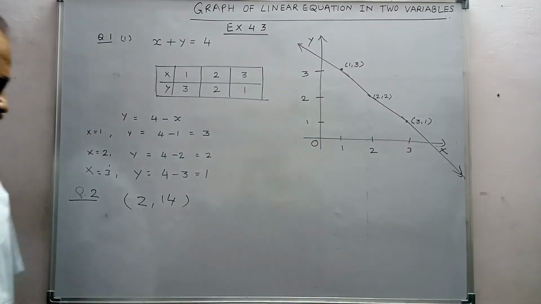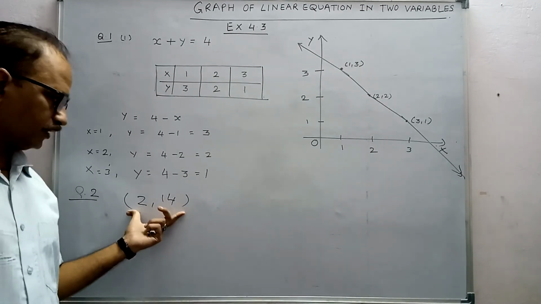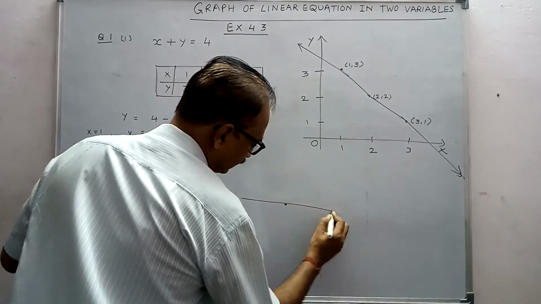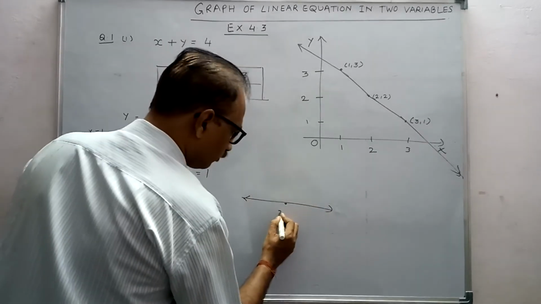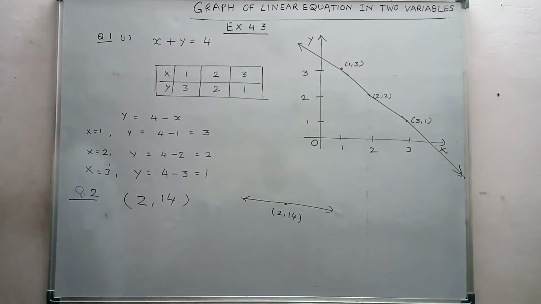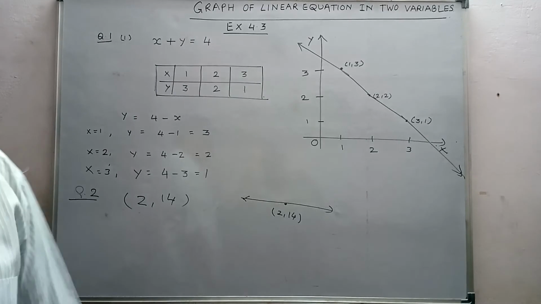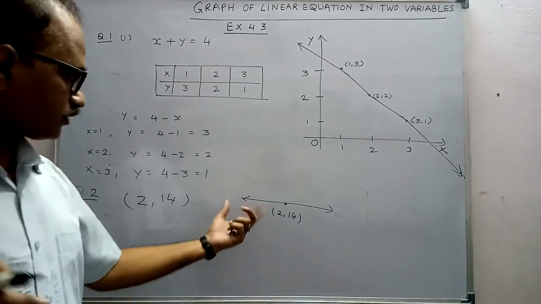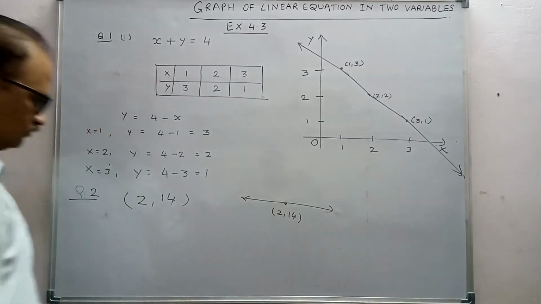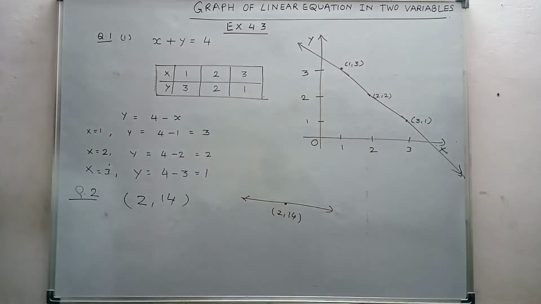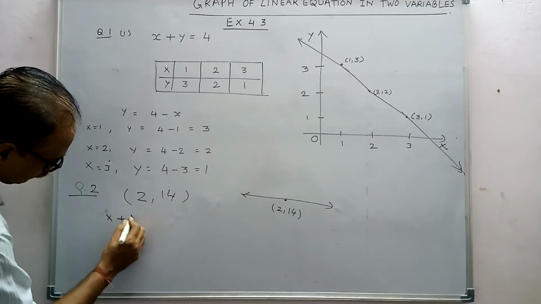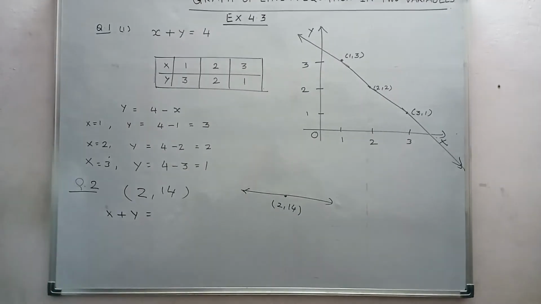What you have to do here is tell the equation of a line that passes through 2, 14. Suppose this is 2, 14. So you have to tell the equation of this line. You are asked to find two equations passing through this point 2, 14. So let us take a relation as you please. That means you may take x plus y is equal to, that is your choice.